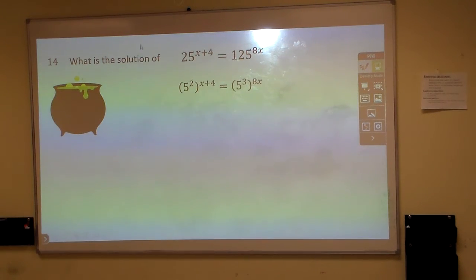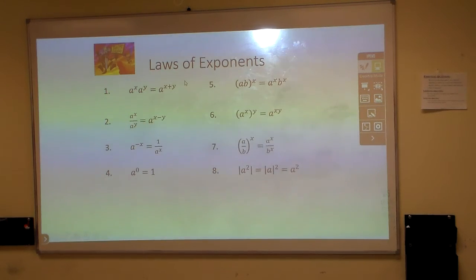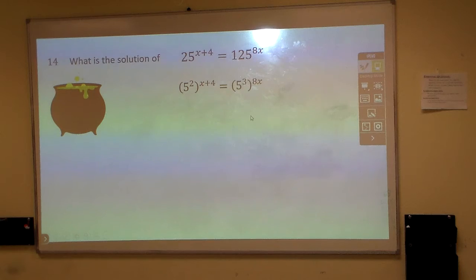But then remember, just like I did before, I got to take exponent times both of these, distributed property, because this is a multiply of exponents, which means it will be kind of like what it's showing right here, law 6. So that'll be 2x times 4, which makes it 2x plus 8. And I'm going to take 3 times this, which makes it 24x. And because both the bases are the same, now I can cancel them out.